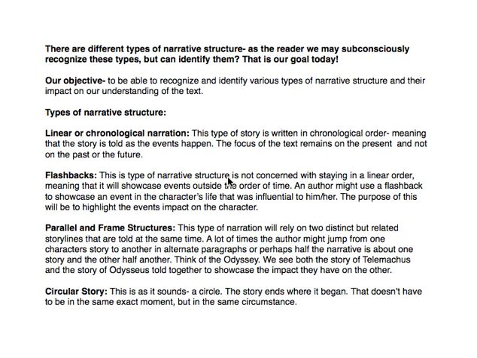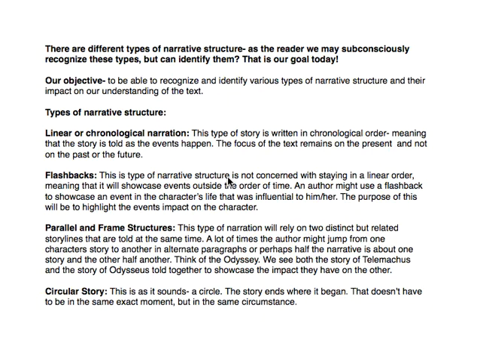All right, welcome to our asynchronous session on the different types of narrative structure. I have some definitions of narrative structure up on the screen for you. There are different types of narrative structures, and as the reader, we may subconsciously recognize these types, but can we identify them? That's the big question. Our objective is to be able to recognize and identify various types of narrative structure and their impact on our understanding of the text.